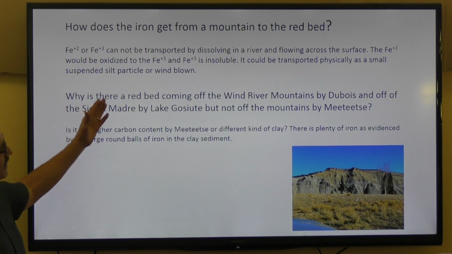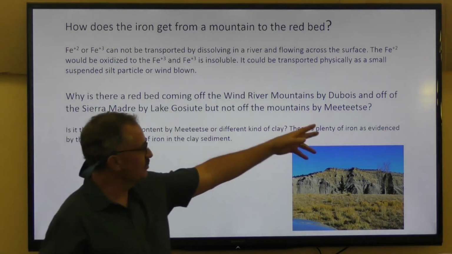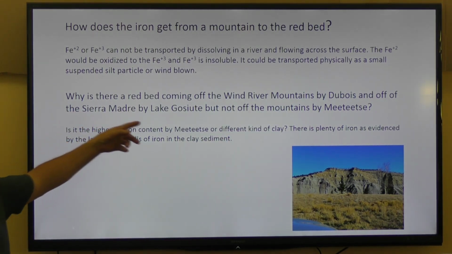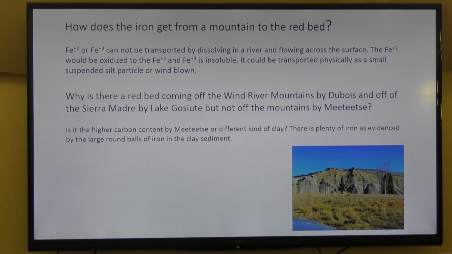So why is there a red bed coming off the Wind River Mountains by Du Bois, if we went to visit that one, and off the Sierra Madre by Lake Gasiuk, which we went to visit last summer, but not by Matizzi? There's no red bed there. And there's a lot of iron in the soil by Matizzi. You can find iron balls in the clay layers by Matizzi. So there's lots of iron.